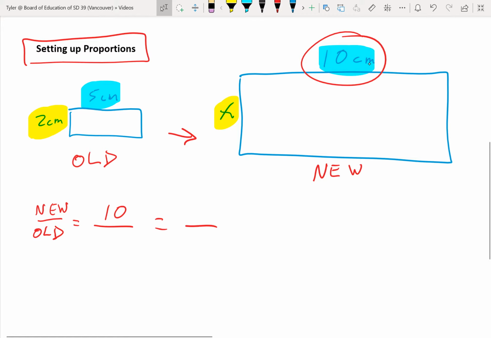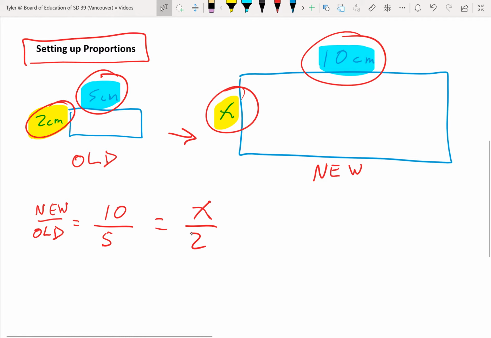Now I have to put whichever number matches from the old shape. That's going to be the 5, because these two sides correspond with each other. They're the tops. So that's going to be 10 over 5. Now for the second one, I have to pick, again, another new side. So on the new shape, I'm going to pick this x, and I have to pick which number matches with it. Well, that's the 2 over there, so it goes right there.